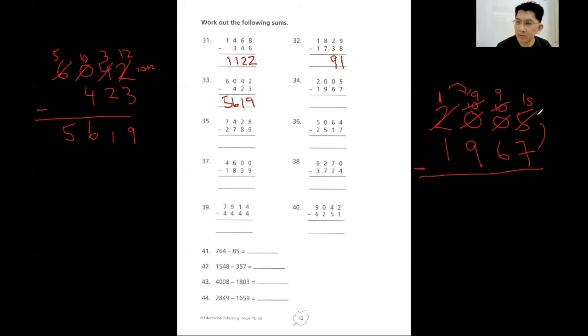Now we can start doing the subtraction. 15 minus 7. 15 minus 7. Okay, my 15 looks like an S. I'm going to fix that up. Let me fix that up so that it's clear.